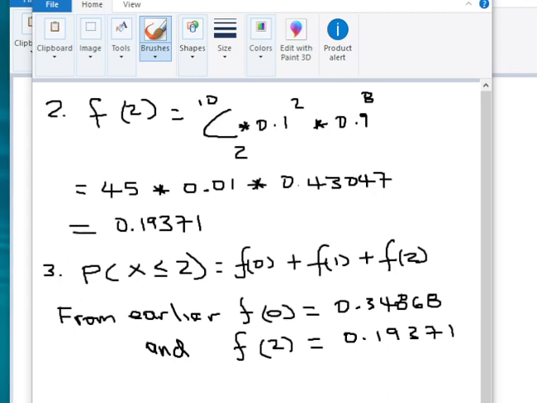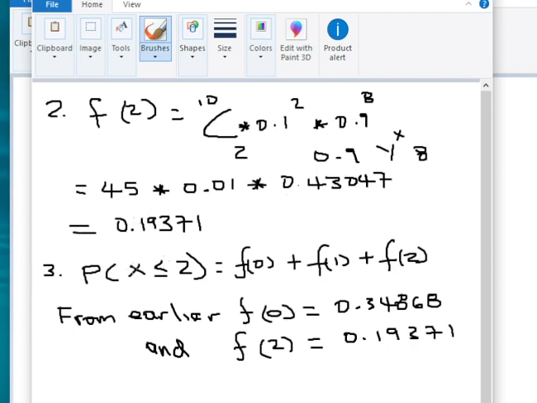0.43047. And to raise something to a power on your calculator, usually you would do something like this. Look on your calculator for a function that looks like this: 0.9, and then you press y to the power of x, and then you type the 8, and you should get this value. Every calculator might be different, so double check what this function is on your calculator. And when we do this multiplication, we get 0.19371.